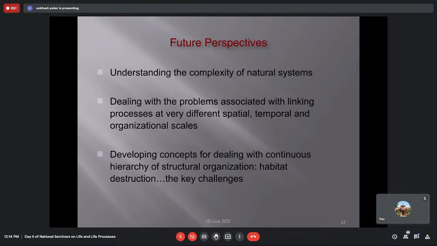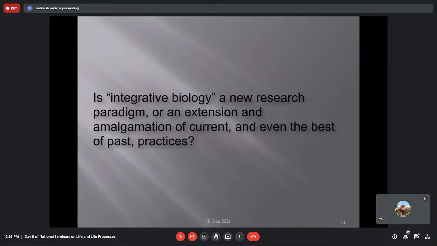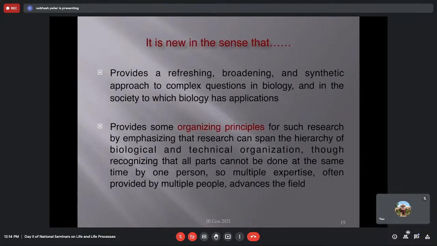So there is a complexity that we find in the natural system. We have to deal with many organizational scales, and we need to take account of all this structural organization. For example, in modern times we have habitat destruction, and that has a lot of impact on the structural organization of the biosphere. That has to be tackled, and these are the future perspectives. So the importance is that there is a generation of new hypotheses and questions. As a result, we say that it is 21st century science, and we need to process this further.